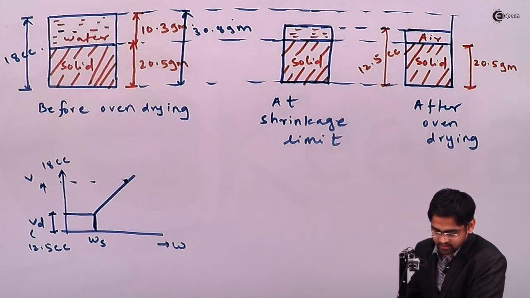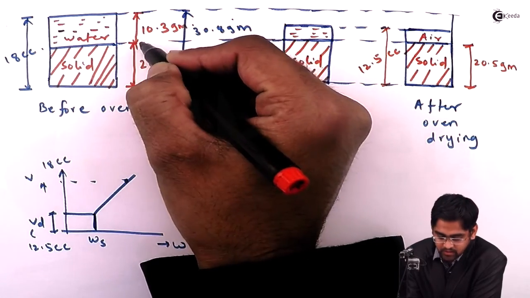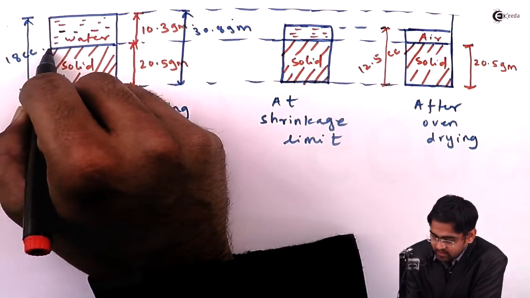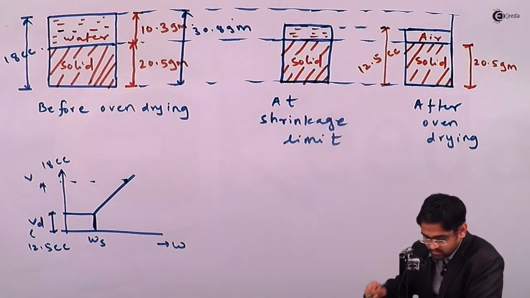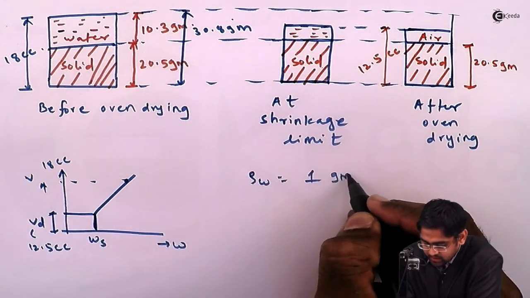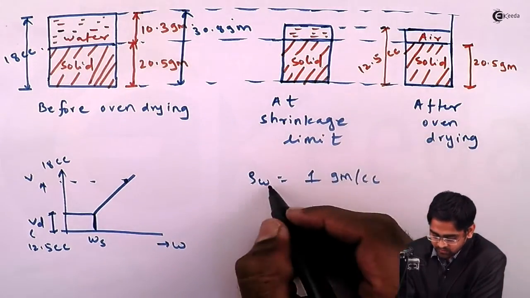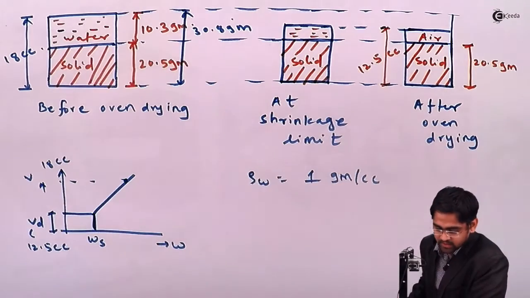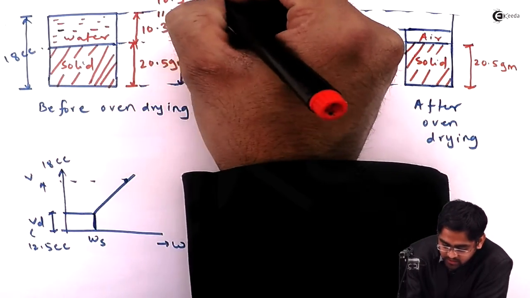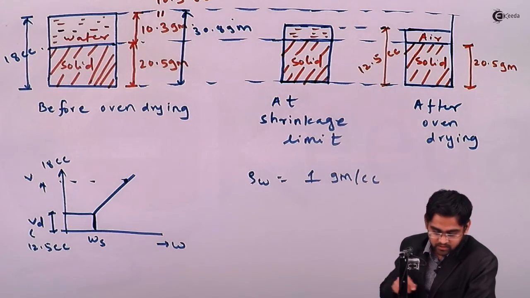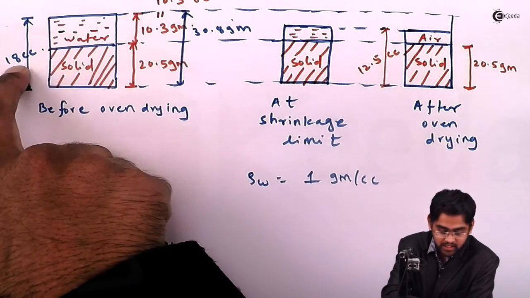So in order to determine the shrinkage limit, first of all we have calculated the weight of water which is initially present. From the weight of water I can calculate the volume of water which is initially present. Since the mass density of water is 1 gram per cc, and everything is in units of grams and cc, the volume of water initially present is nothing but the same, 10.3 cc. So that's how you will get the volume. And if you just notice, the total volume initially is given as 18 cc.